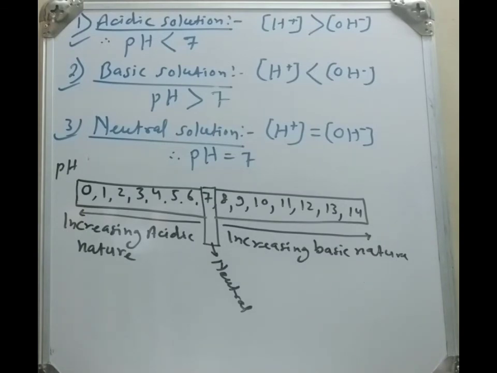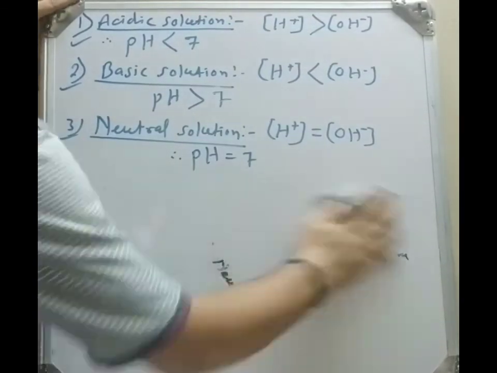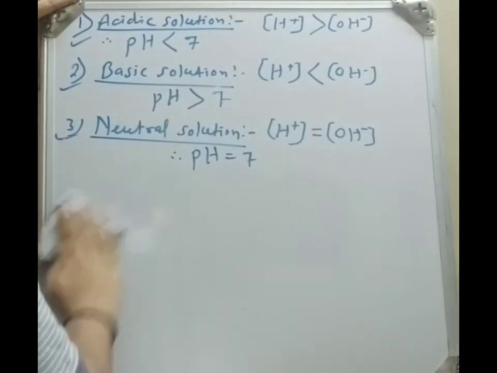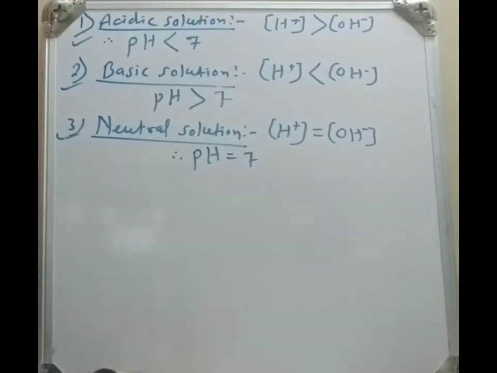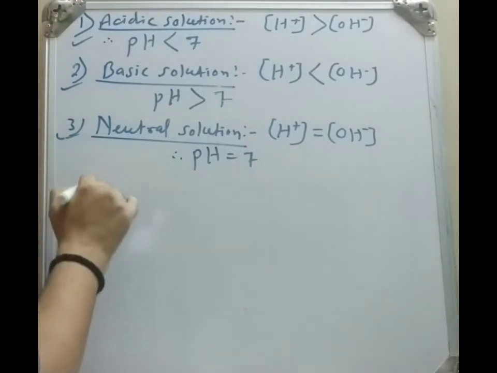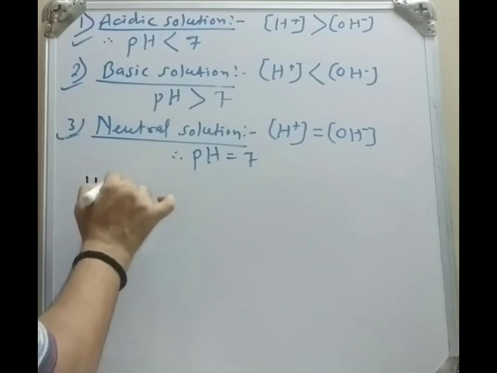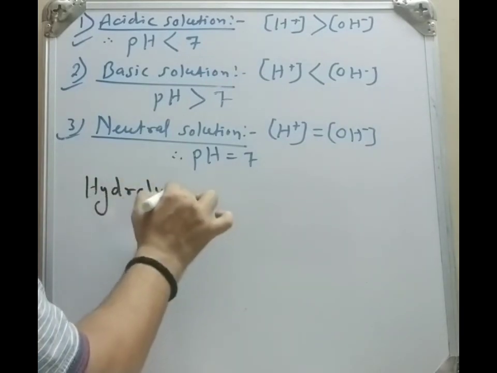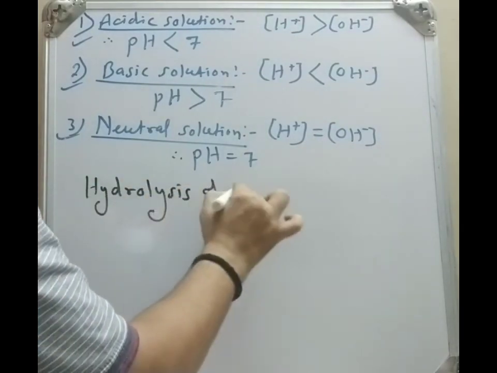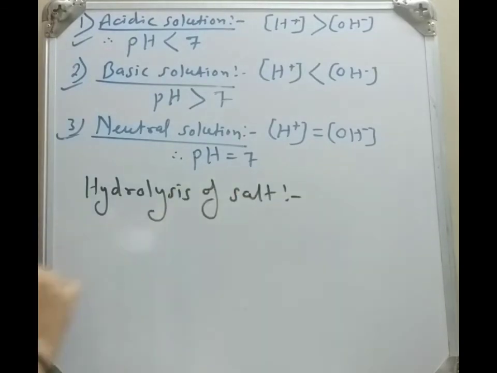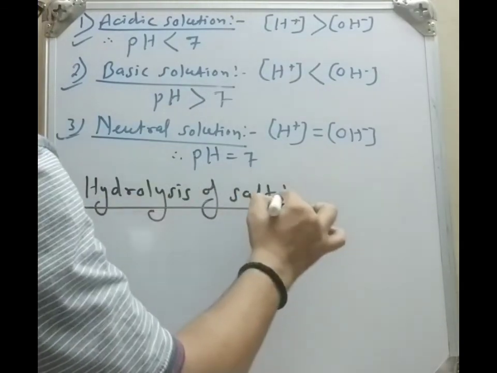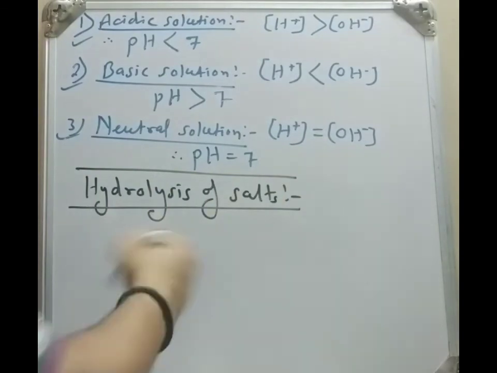So this is the topic covered in this video. In the next video I will explain hydrolysis of salt, which is very important. Hydrolysis of salt means when the cation or anion or both ions interact with the ions of water, then it is called hydrolysis of salt. So in the next video I will explain types of salt and their hydrolysis.